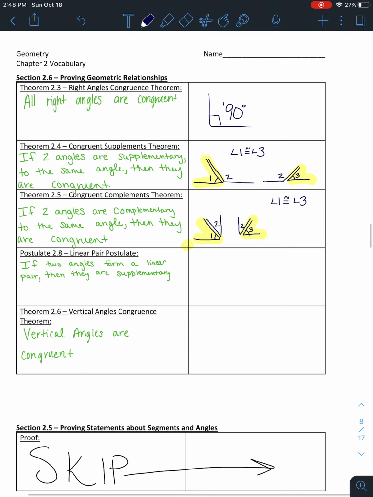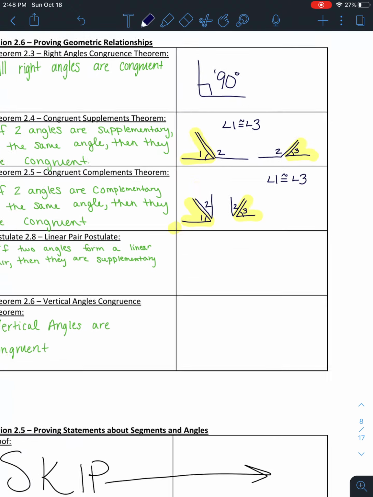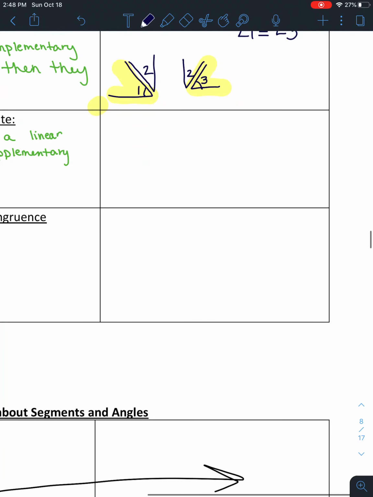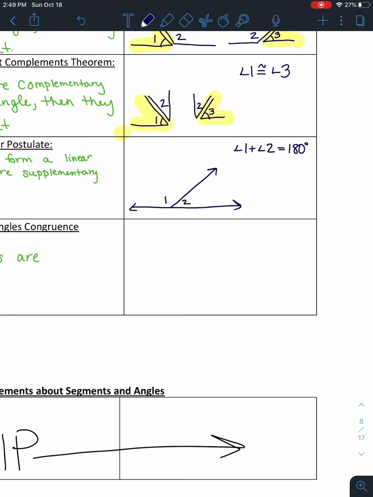All right, linear pair postulate. If two angles form a linear pair, then they are supplementary. It's kind of by the definition of linear pair, right? Here's a pair of angles that are a linear pair. Two angles that share a leg that form 180 degrees. Angle 1 and angle 2. If I were to add up angle 1 plus angle 2, they should add up to be 180 degrees, which would be supplementary.